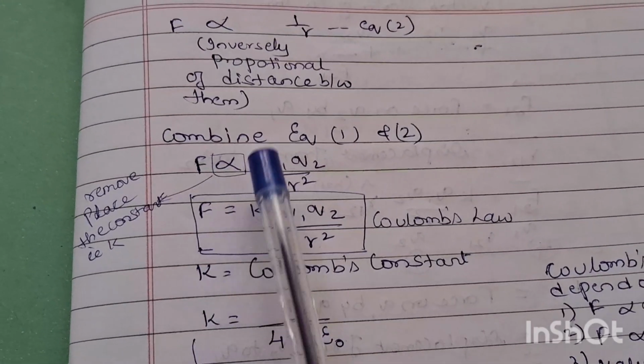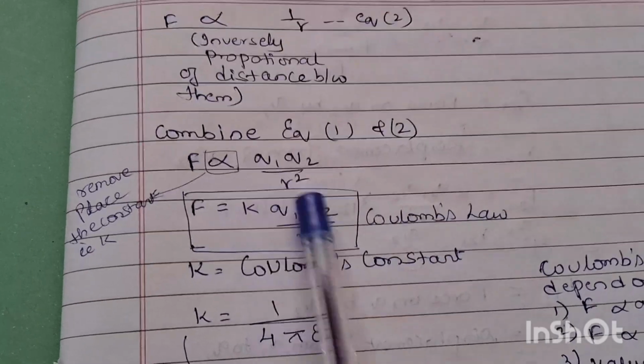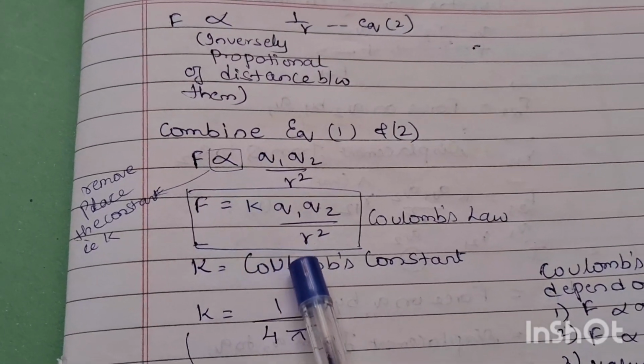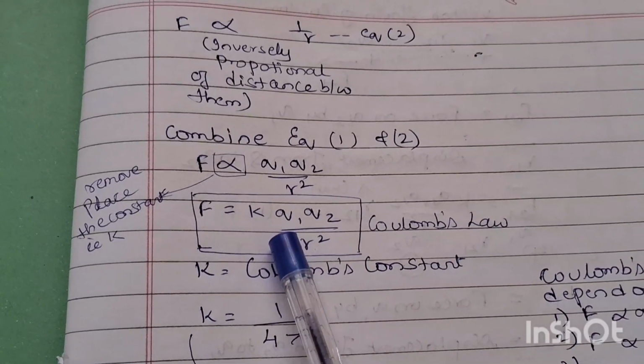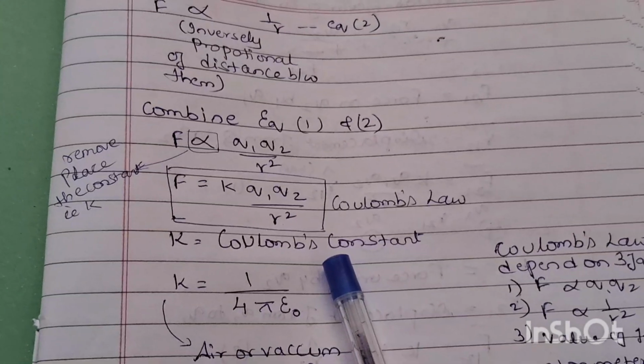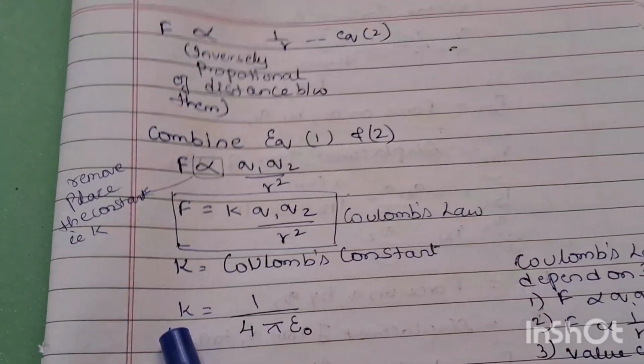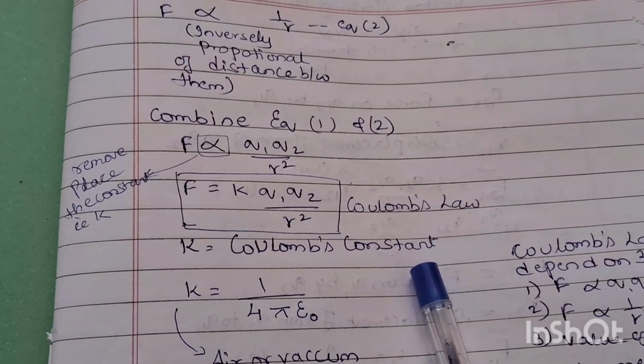Now, instead of writing the proportionality symbol, alpha, we are going to write it as K. K is nothing but a constant. So F is equal to K Q1 Q2 by R squared. That's Coulomb's law. Here K is Coulomb's constant. So first of all, Coulomb's law depends on three factors. One, F is directly proportional to Q1 Q2. The second, it is inversely proportional to R squared. And third is the value of K, which, as I told, is a constant.